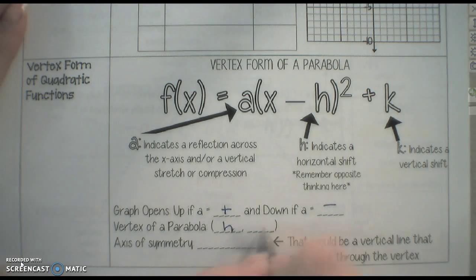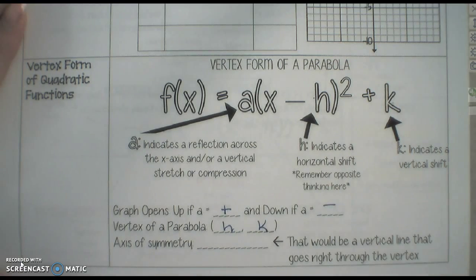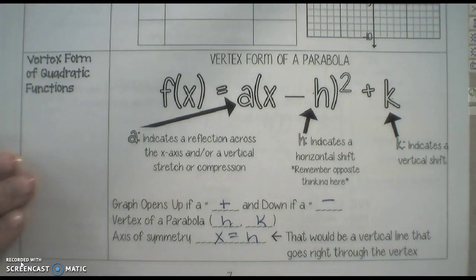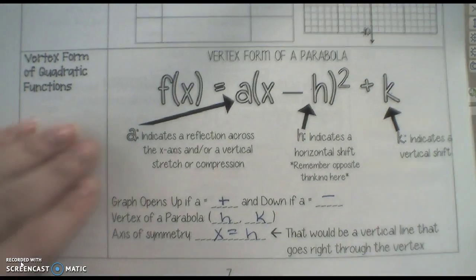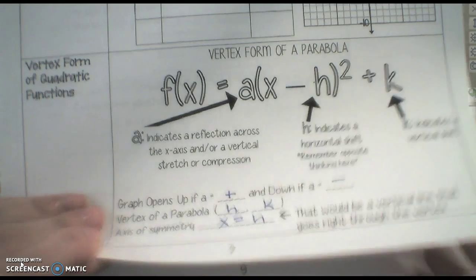The vertex is H and K, where we're pulling here. And then the axis of symmetry is what X equals. That would be the vertical line that goes right through that vertex, which is why we use our X value, or our H. And remember that H is always opposite thinking. So let's go ahead and do a couple of examples.